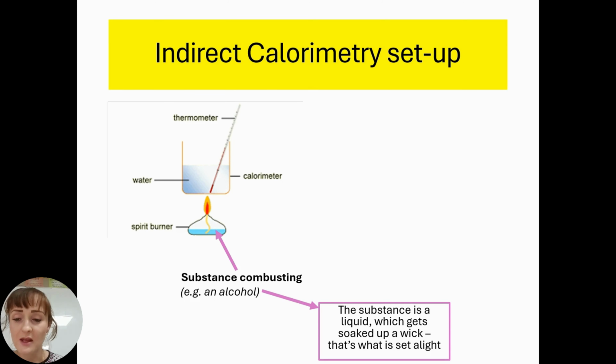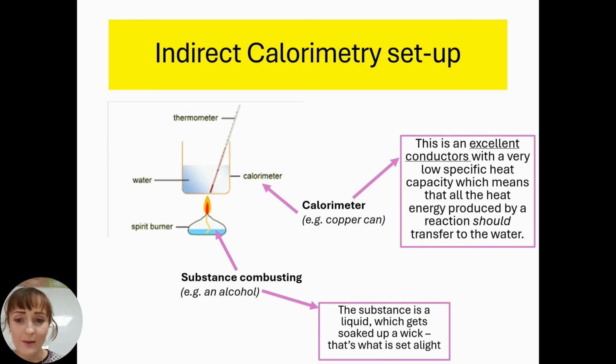The substance will be in a piece of equipment called a spirit burner, and the substance, which is a liquid, will get soaked up by a wick, sort of like a candle wick, and that's what you set alight. All of the energy released from that flame should be absorbed by the water, which is in a calorimeter. That means we want to make sure that the calorimeter isn't preventing any of the heat getting into the water.